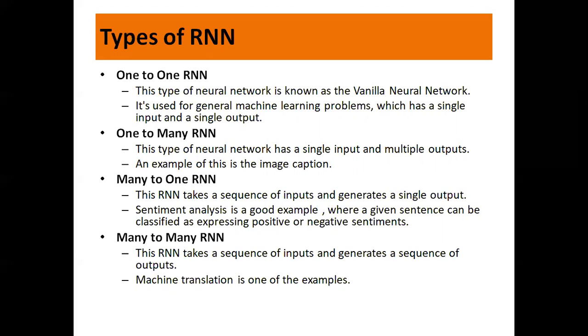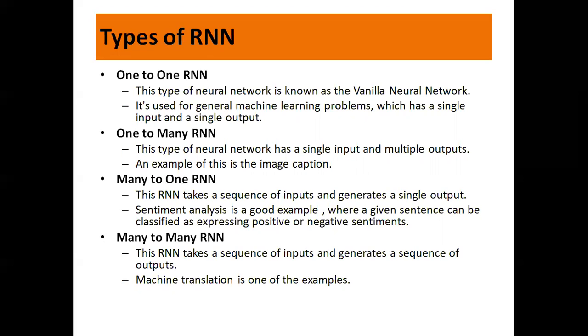There are 4 types of RNNs. First one is one-to-one RNN. In this type of neural network, we also call it vanilla neural network. It is used for general machine learning problems. It has a single input and single output, right? Single input and single output.